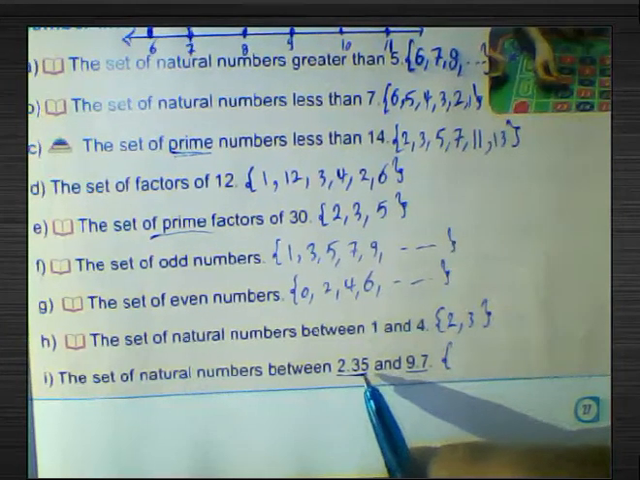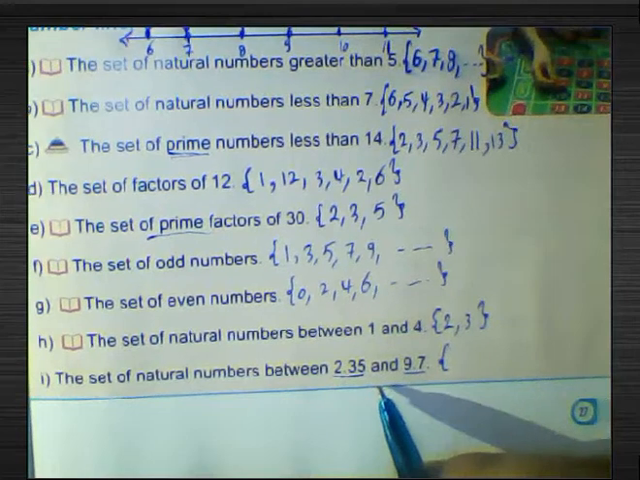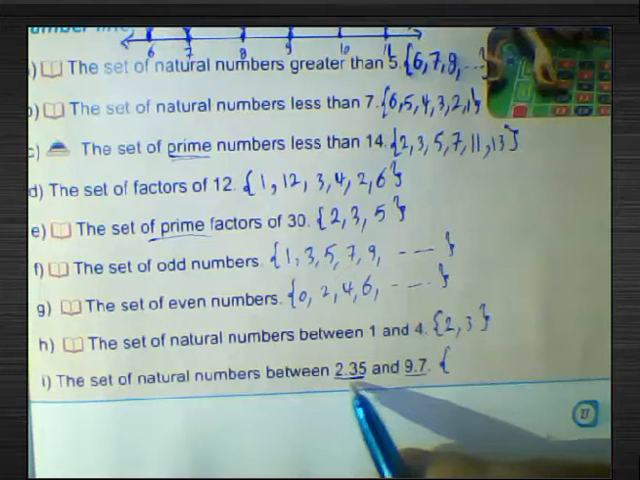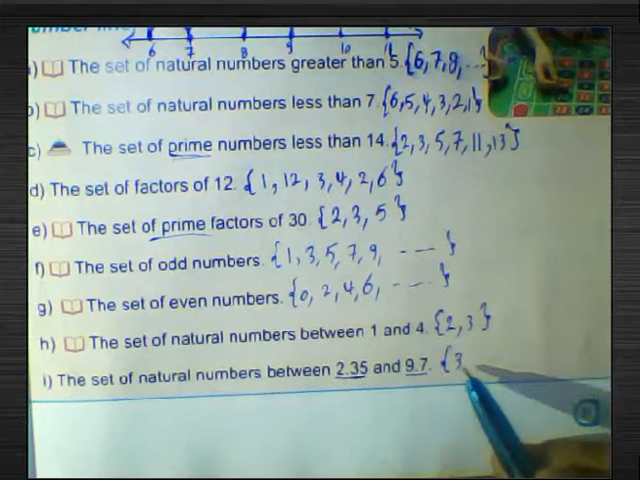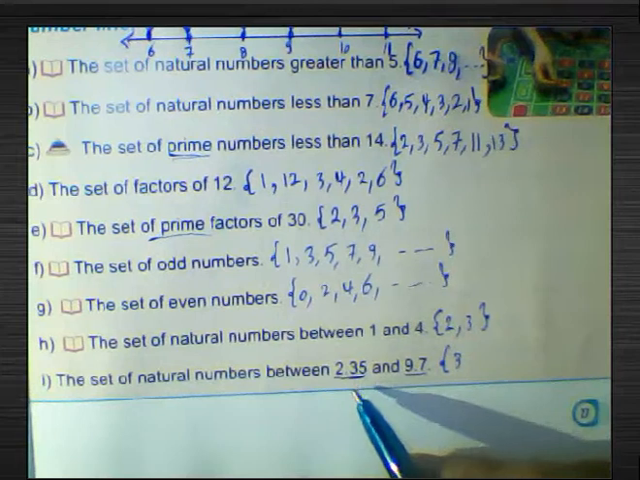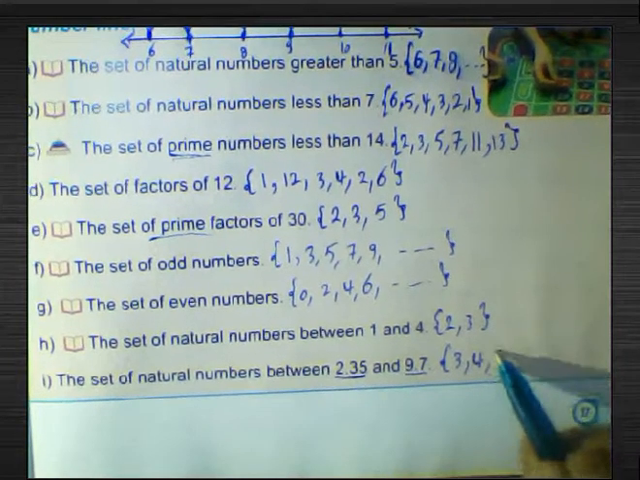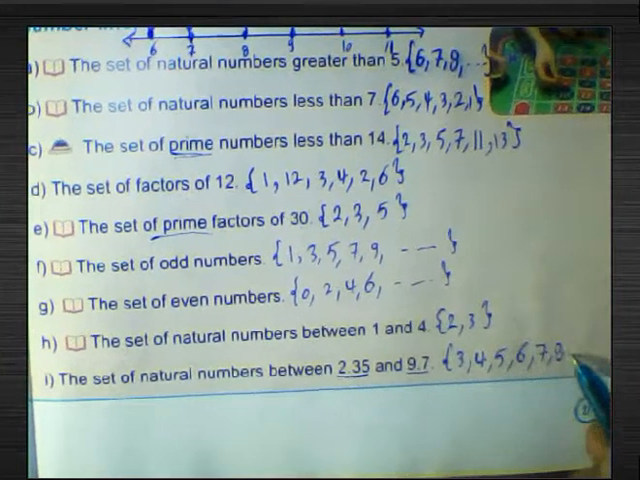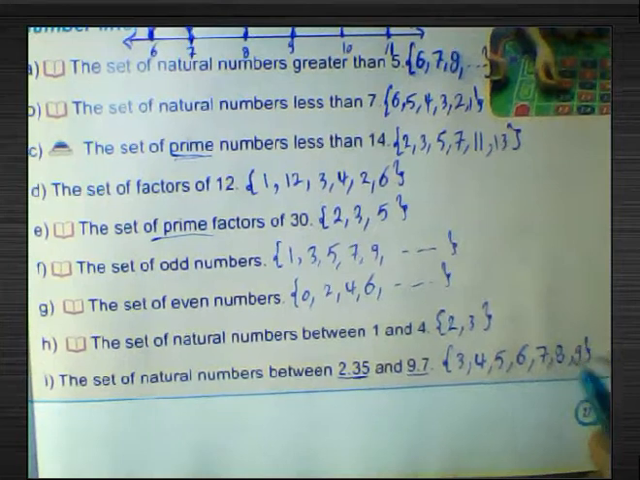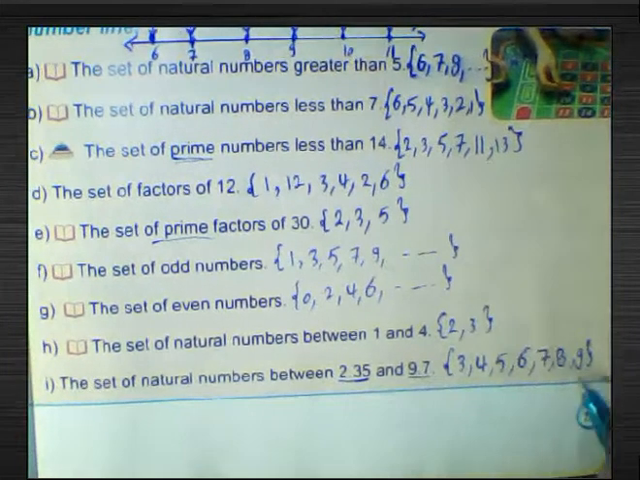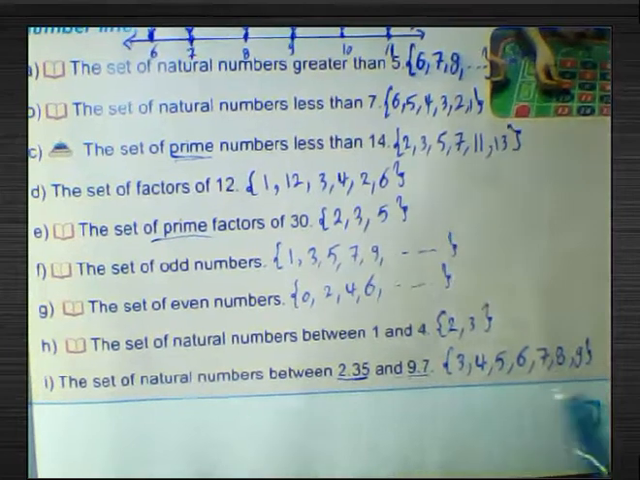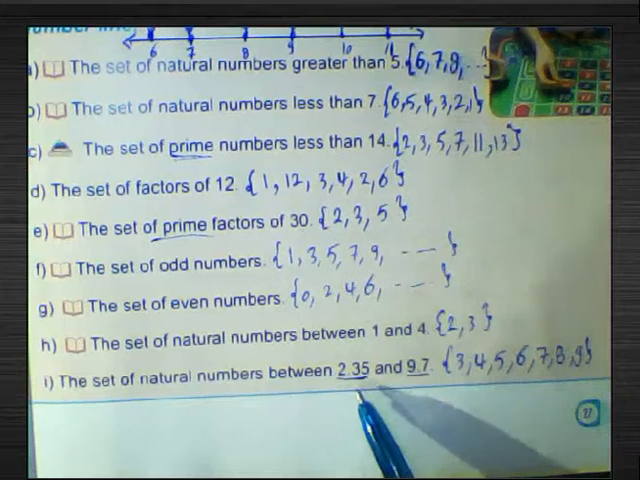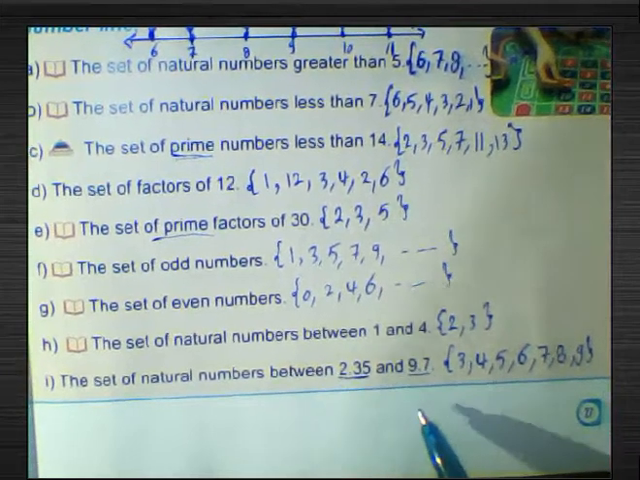We know 2.35 lies between 2 and 3, so the natural number coming after this decimal number will be 3, because 3 is more than 2.35. 3, 4, 5, 6, 7, 8, and 9. The last number will be 9, because 9 is less than 9.7, which lies between 2.35 and 9.7.